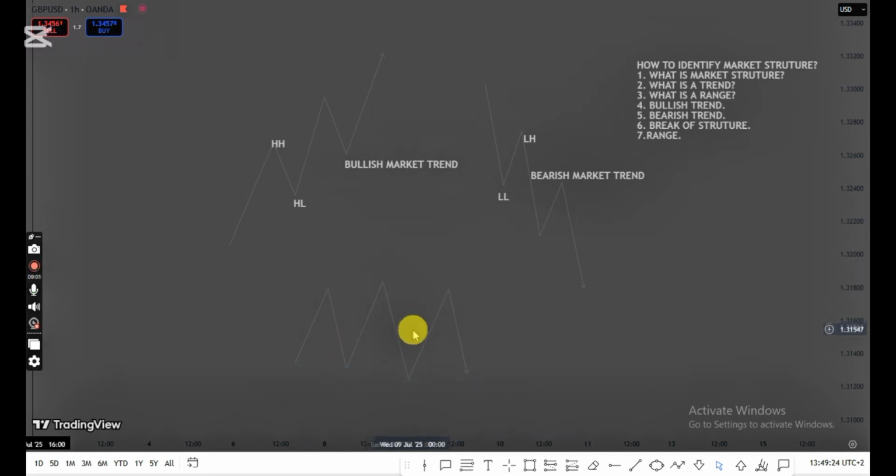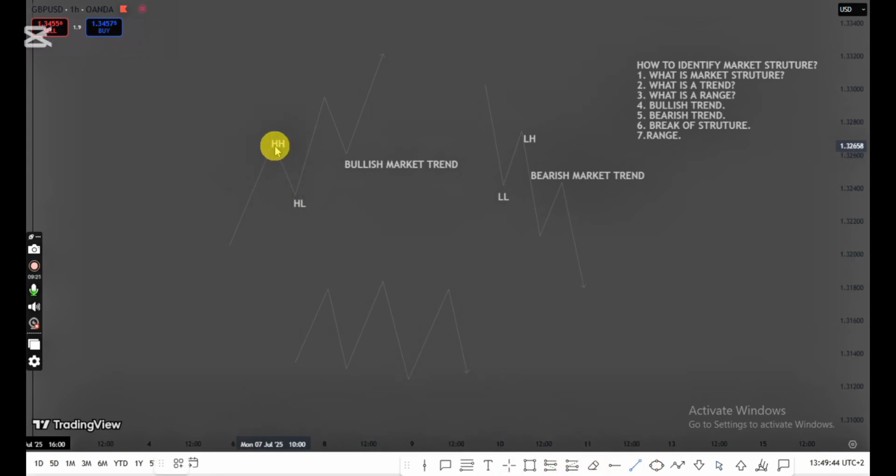Okay. So we have what we call a breakout structure. What is a breakout structure? A breakout structure is when price makes a swing high and breaks a previous high that it had created. If you notice here, let me have my trend line.